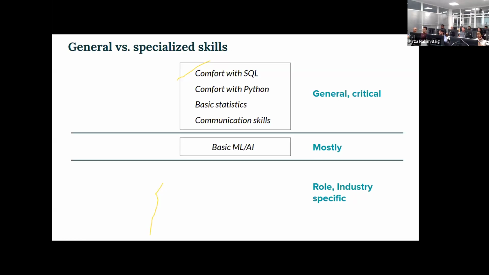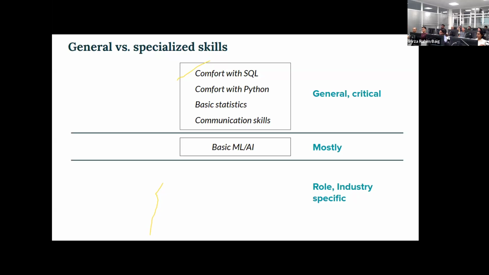This is general. Communication is very important, folks, regardless of the role. Then there is basic, not complex, machine learning or AI know-how. Not to the extent that you are designing algos or going very deep, but you should at least know that this thing is reliable, this thing is not, this is the strength, this is the weakness of this model, this is where it makes sense to use it, this is where it doesn't make sense.